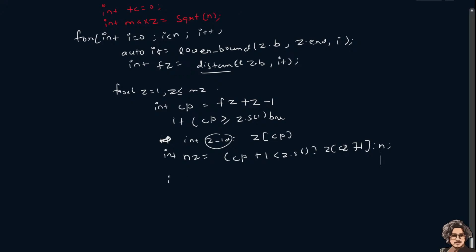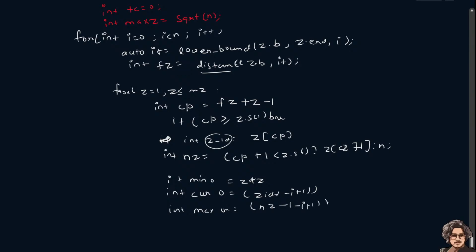Okay, so what is the minimum 0 we require? So min 0, min 1 required is like z into z. This is the minimum, and we see int current 1 is equal to z idx minus i plus 1. Okay, and int max 1 is equal to next 0 minus 1 minus i plus 1 minus z.